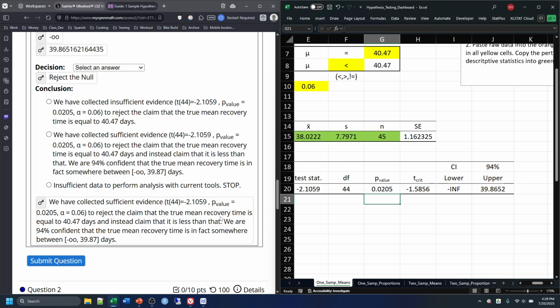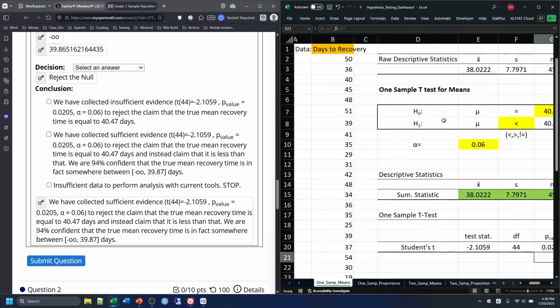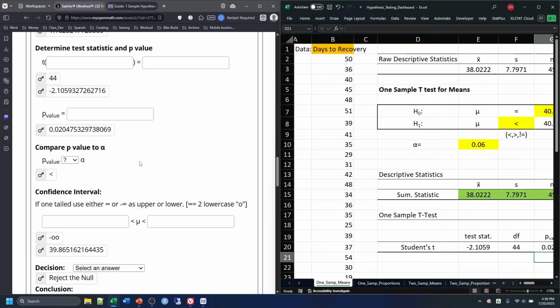And we are 94% confident that the true mean time for recovery is somewhere less than 39.87 days. So it looks like a few days less than the standard recovery time. Or maybe just like 1 day. Looks like maybe like 3/4 of a day, something like that. Anyhow, that's how you use the hypothesis testing dashboard to answer this question.